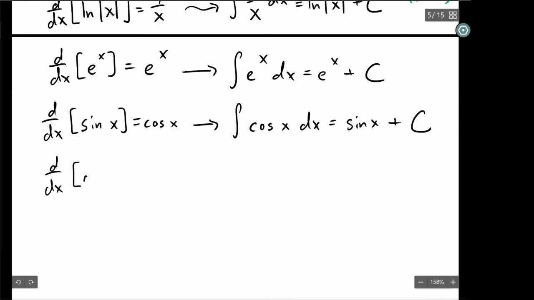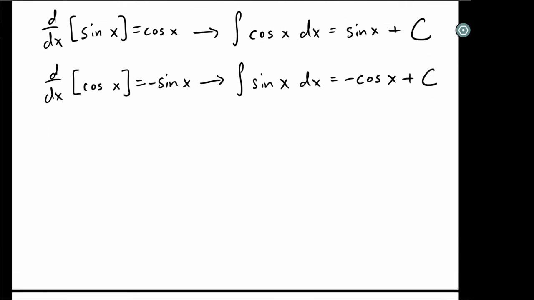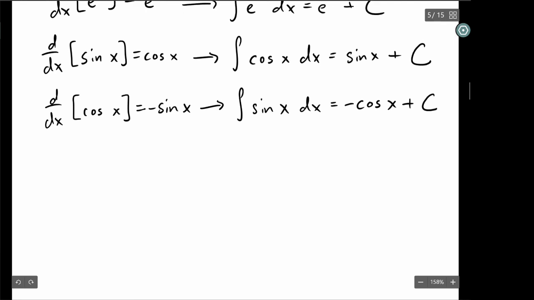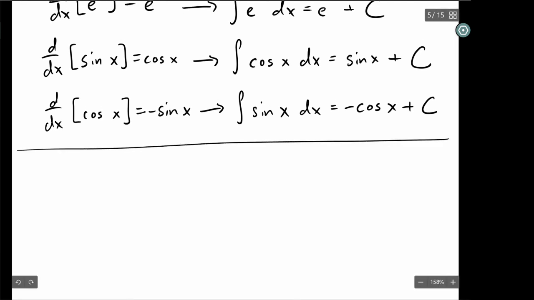Derivative of cosine of x is negative sine of x. So that means when we integrate sine of x, we actually wind up with negative cosine of x. So again, we can start reversing all of our derivatives here. Okay. So, let's finish out the list a bit here. Let me draw a line here. I'm just going to write down some of our antiderivatives now.